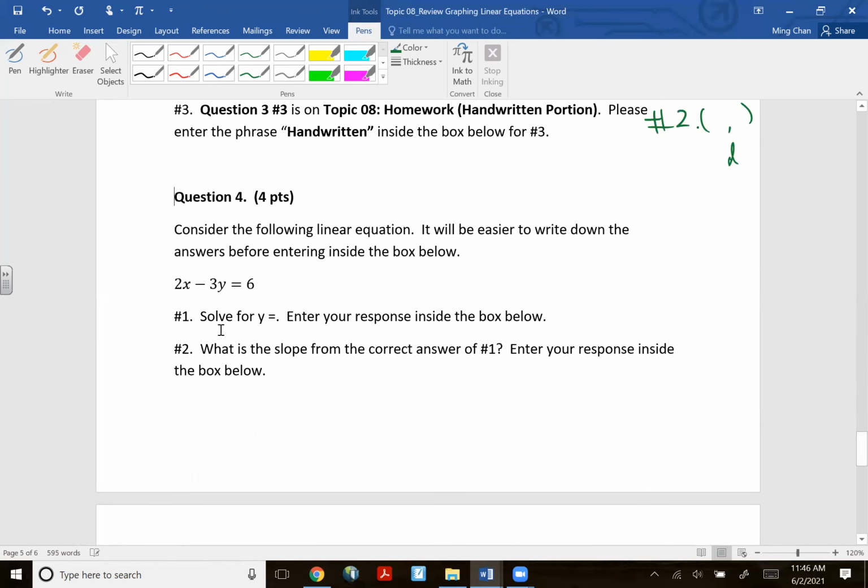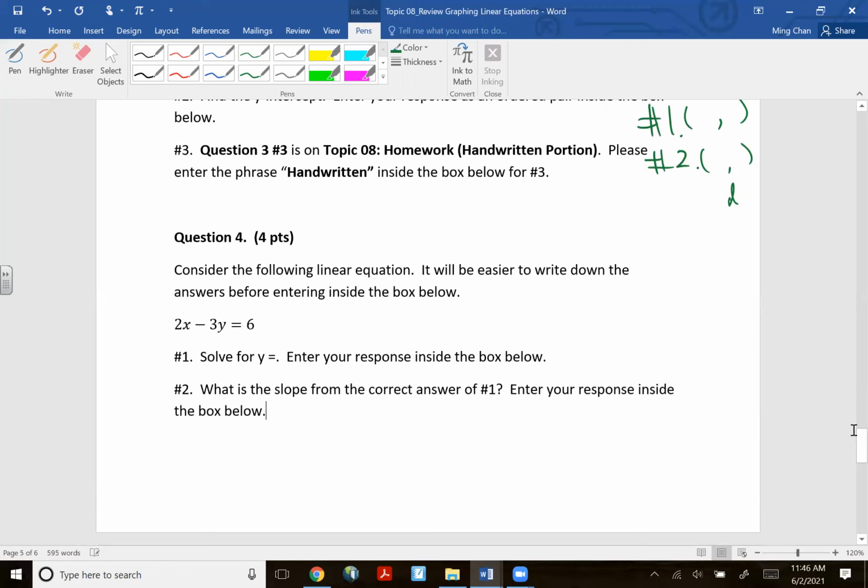Question number 4. All right. Solve for y equals. Same equation, but this time I want you to solve for y. This is your variable term. We did solving for a specific variable before. So let's move this over, move the positive 6 to the left side, and then divide every term by 3. And enter whatever y is equal to.